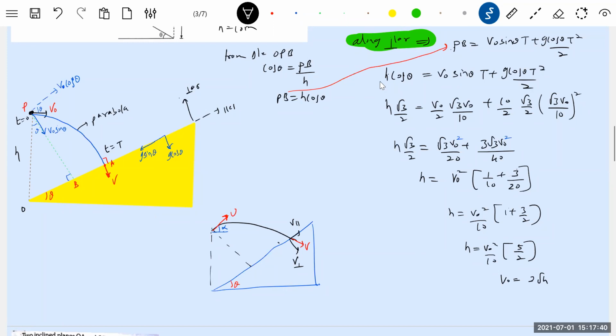Okay. There's the final answer. Yes, sir. H given 20, so 2 root 10 meter per second. Okay, this is the answer. Yes, I think I'm also very good in maths. Yeah, and now you see that one.